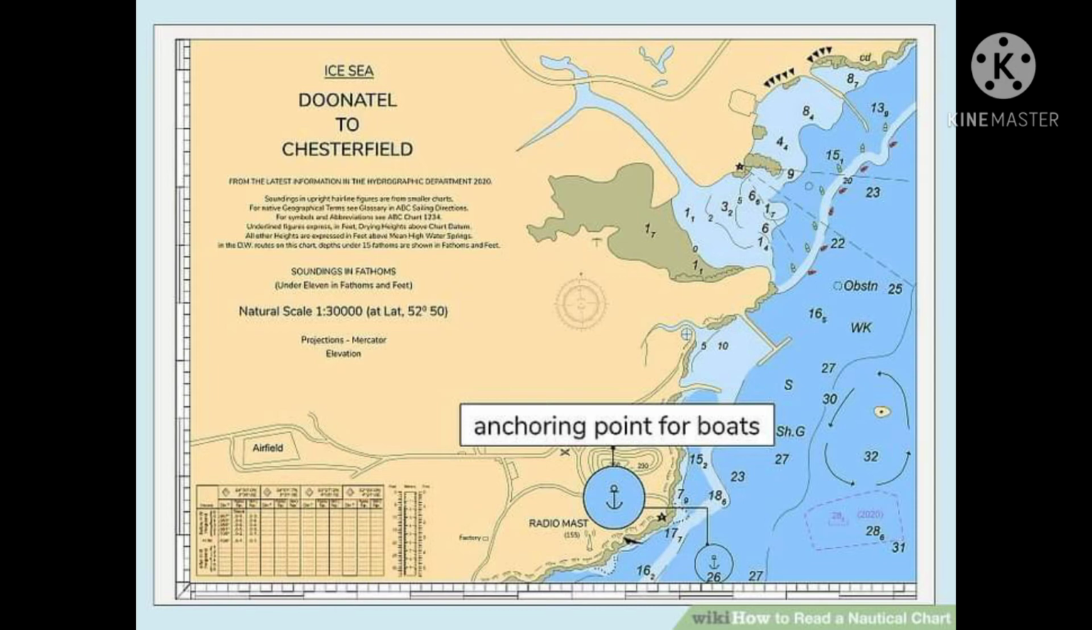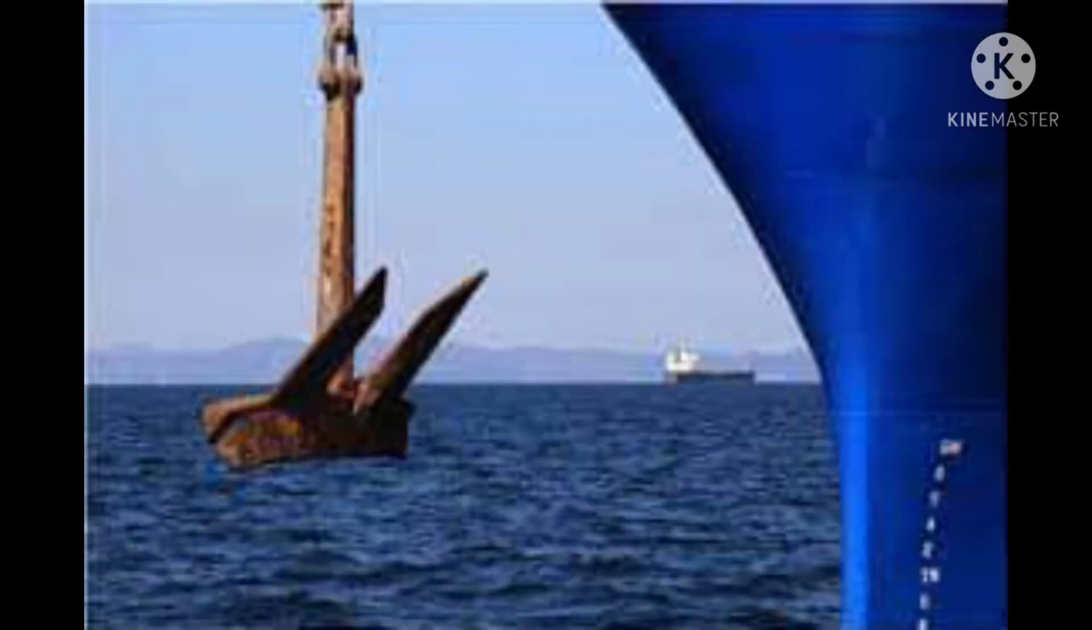Step 3. Look for anchors to find anchoring points for boats. The anchor is a familiar symbol on charts showing waterways close to land. An anchor means you can let down your boat's anchor safely in that area. Anchoring points may be labeled with numbers or descriptions to describe what kind of boats are allowed to stay there.